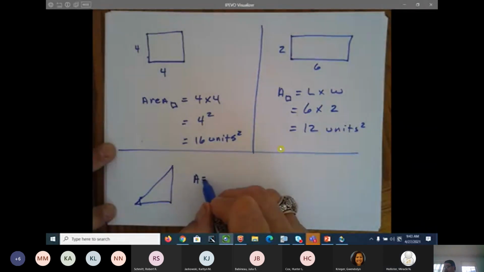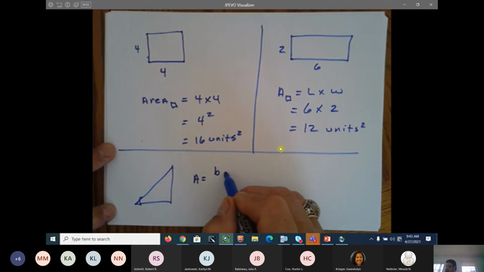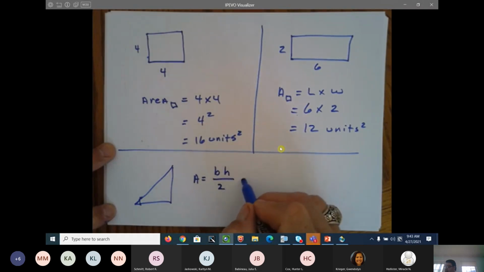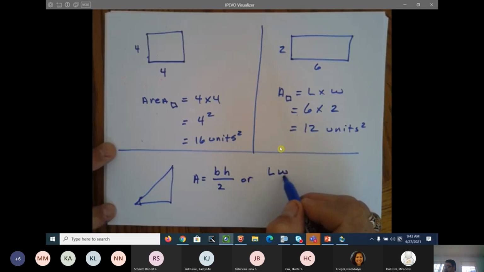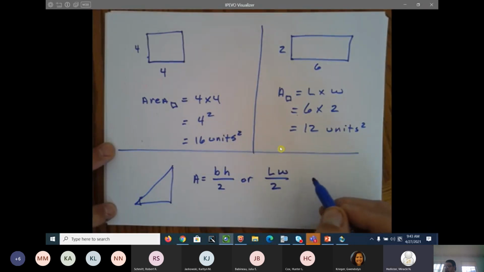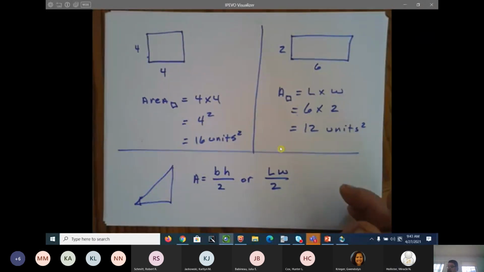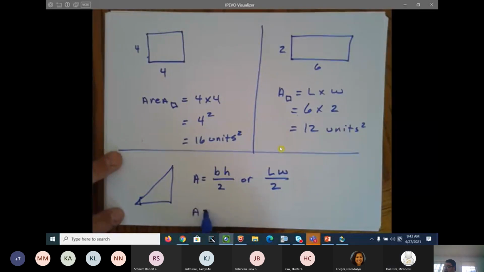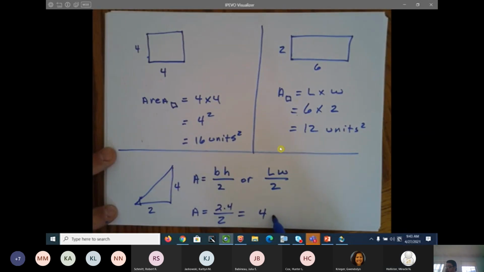So the area is equal to base times height divided by 2, or one-half base times the height. In this case, 2 and 4. So that would be 2 times 4 over 2, which is equal to 4 square units. All right, y'all remember doing all that back in the day? Everybody should. Y'all have had algebra.